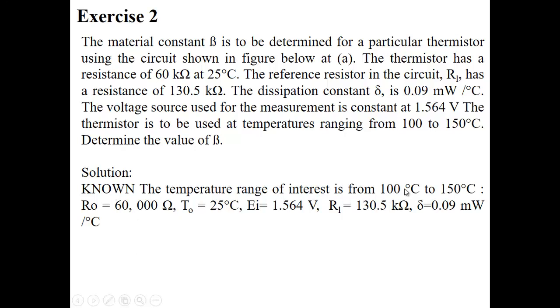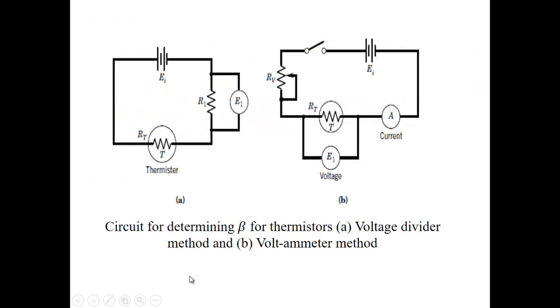The temperature range of interest is between 100 to 150 degrees C. You have your R0, which is 6000 ohm, and your T0, also 25. You have your EI, which is 1.564. Please do not be confused: E here is not a current, E here is the voltage. And R1 is equal to 130.5 kilo ohm, and you also have your dissipation constant, which is 0.09 milliwatt per degree C. So it's very straightforward for you.